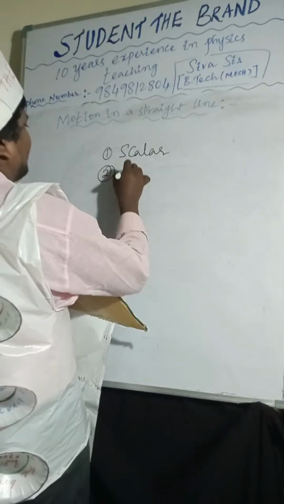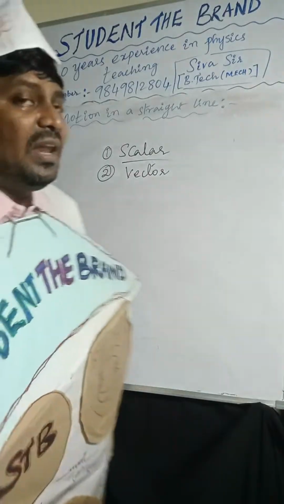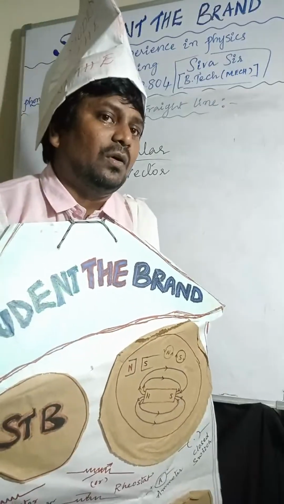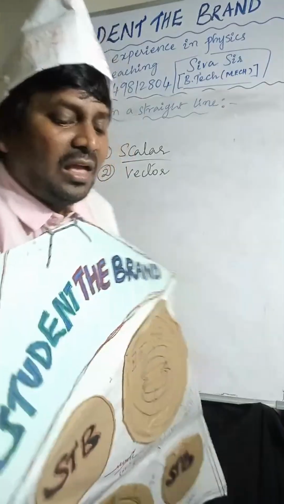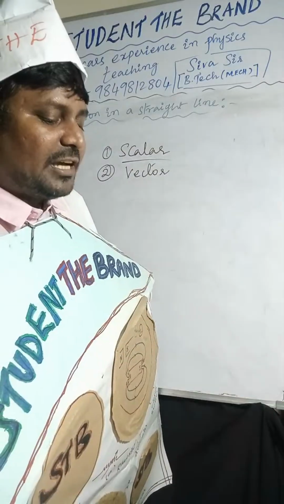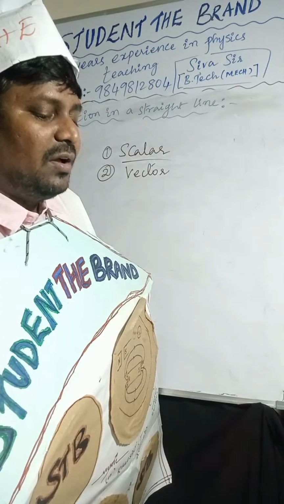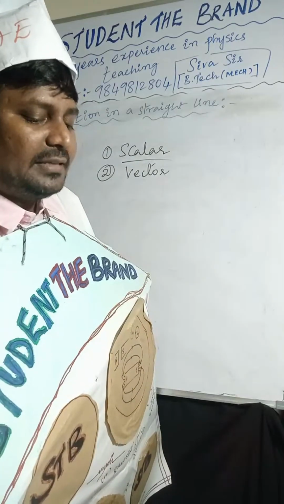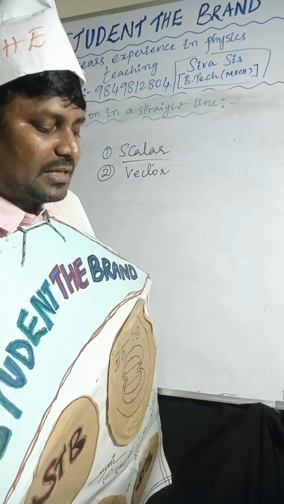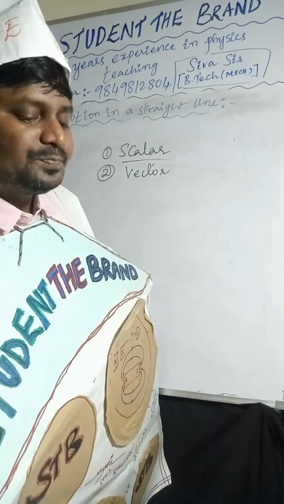The second one is vector. If there is a physical quantity which has both magnitude and direction, that is called a vector. Examples: displacement, velocity, acceleration. We are going to discuss those only.